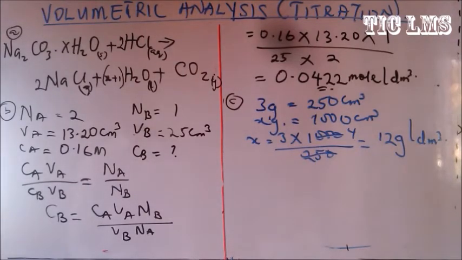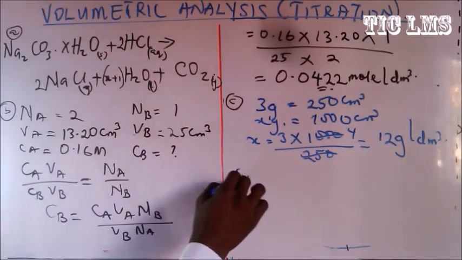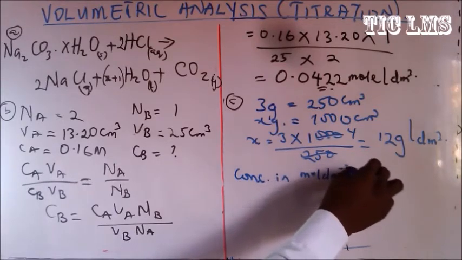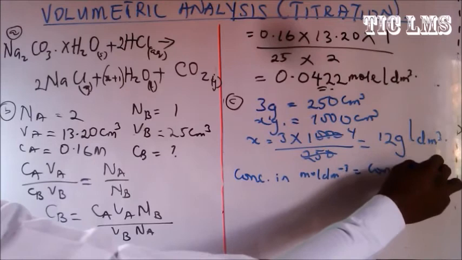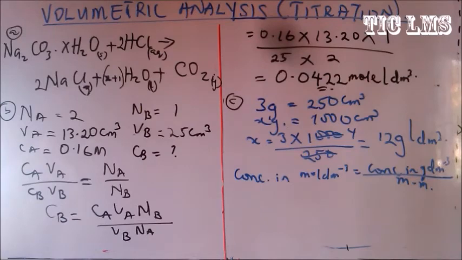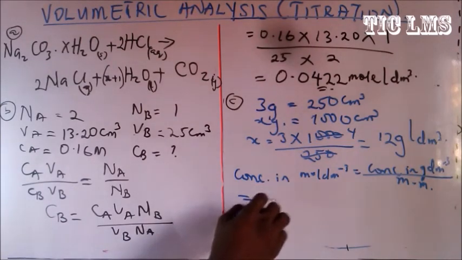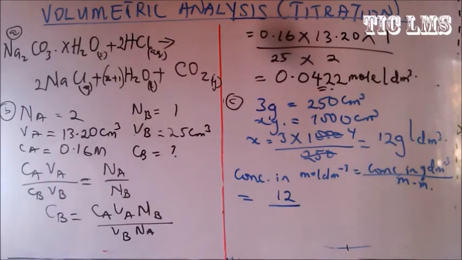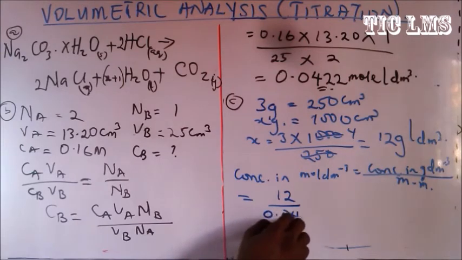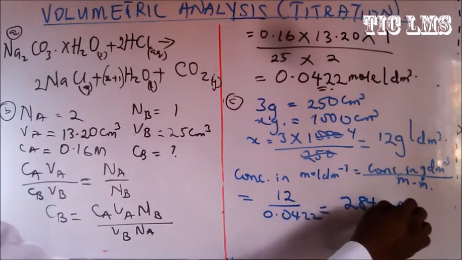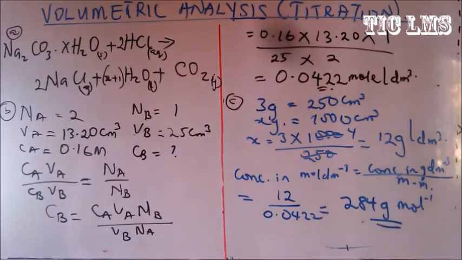Next, we can get the molar mass. We have that concentration in mole per dm cubed equals concentration in gram per dm cubed over the molar mass. So making molar mass the subject of this formula, we will now have concentration in gram per dm cubed, which is 12, divided by the concentration in mole per dm cubed, which is 0.0422. And that will give 284 gram per mole. So here is the molar mass of the base.